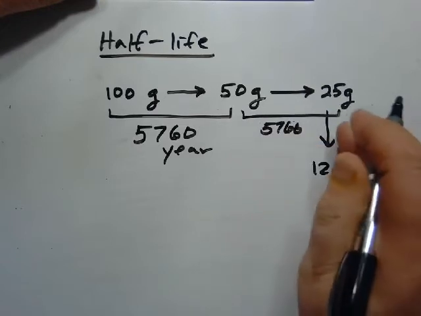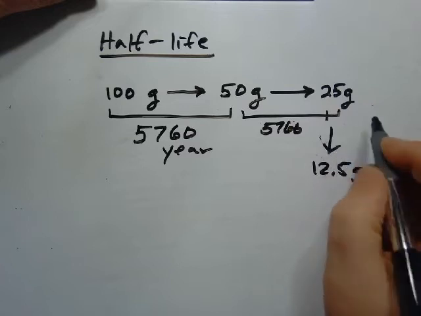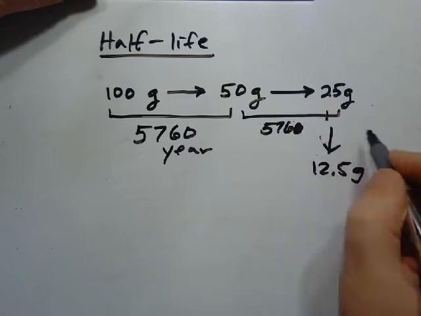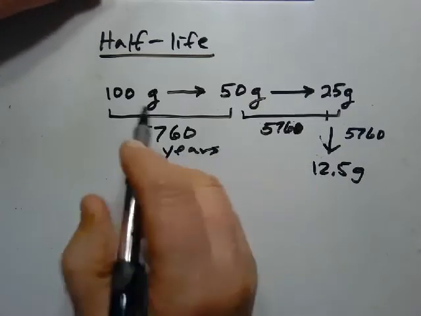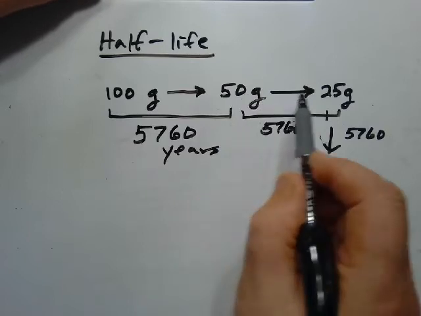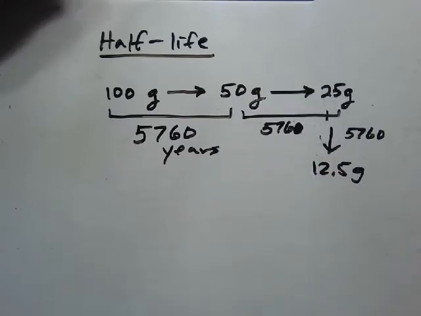Then to get from here to here, it's another 5,760 years. And then to get from here to here, another 5,760 years. So in 5,760 years, that particular element loses half of its carbon-14. And that's a way of telling, well, how long has this thing been there? So they can measure the carbon-14 in the object.